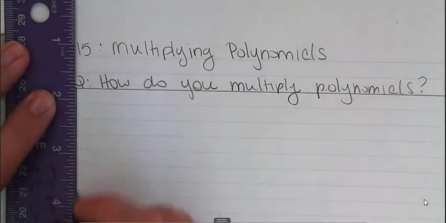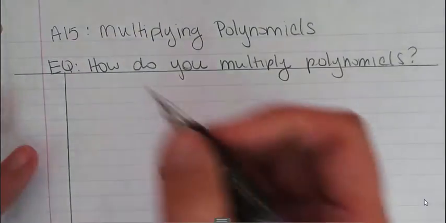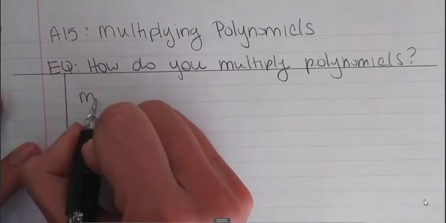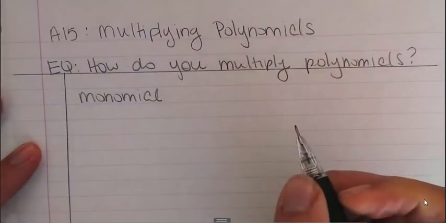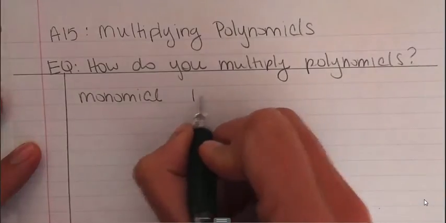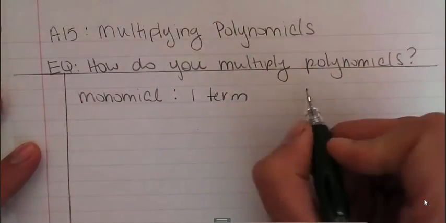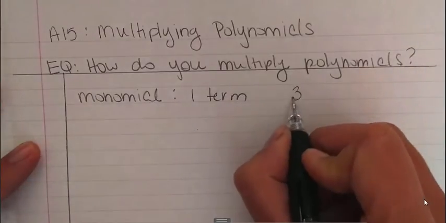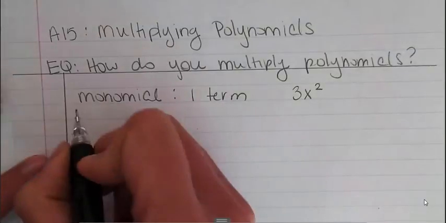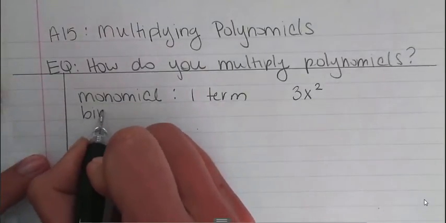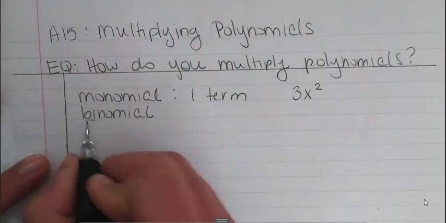So what are the different types of polynomials? Well, you could have a monomial, which basically means one term. So something like 3x squared, just one term. You could have a binomial. So bi meaning two.